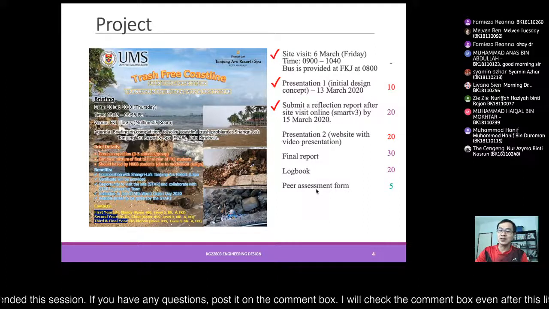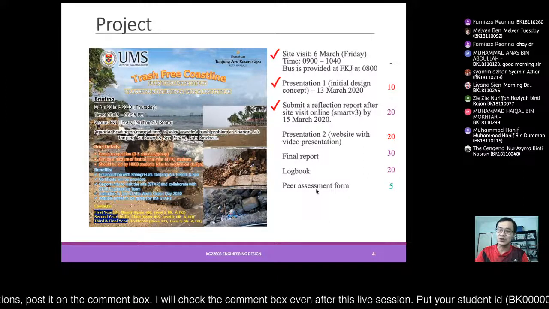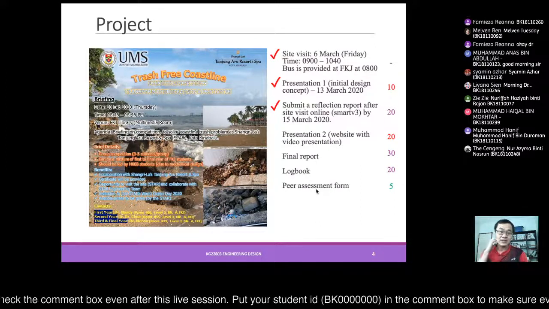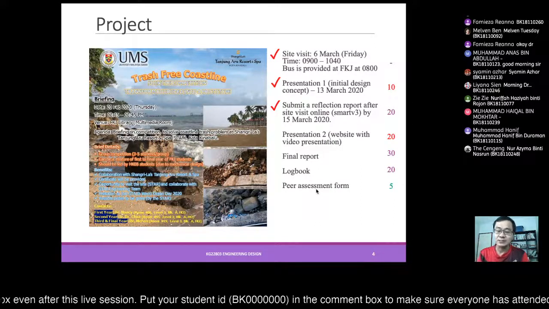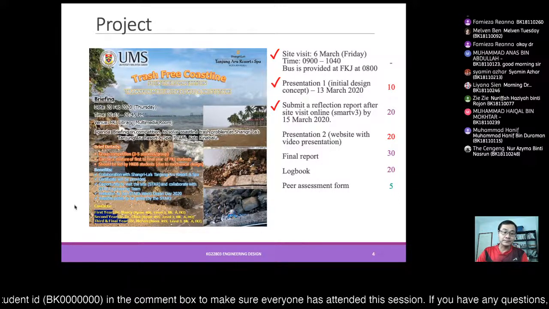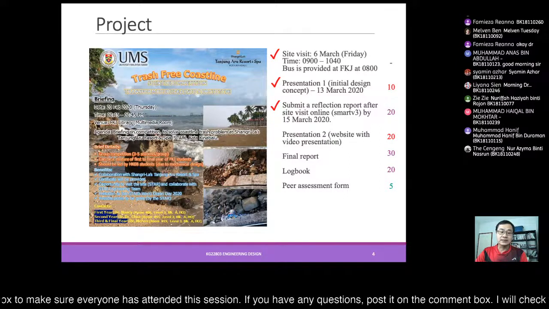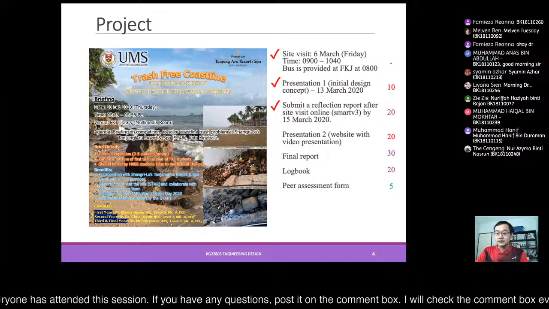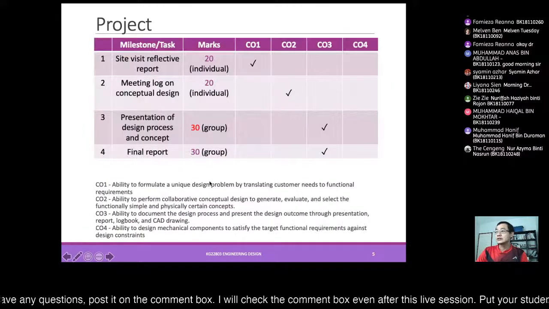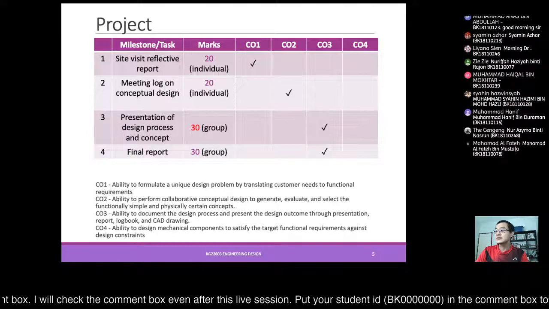For this peer assessment you can evaluate based on your previous collaborations with your friends, or maybe during this MCO. It's up to you. Just don't penalize because some of your friends may have problems with the internet. So here will be the same things.